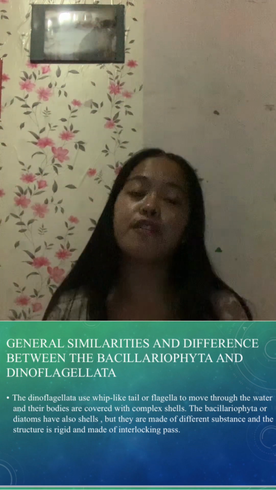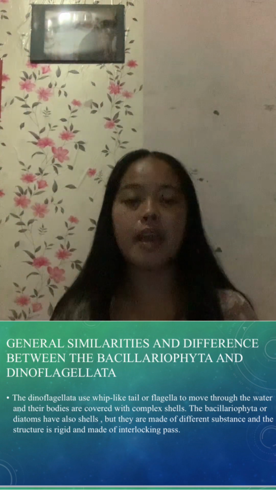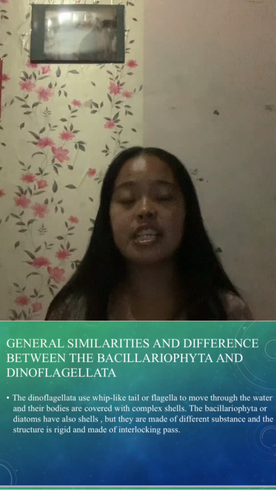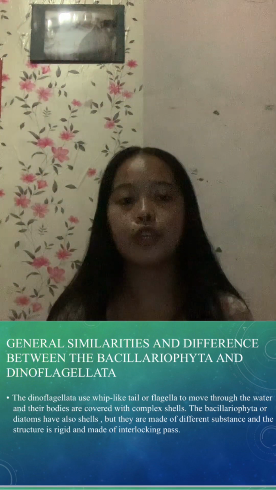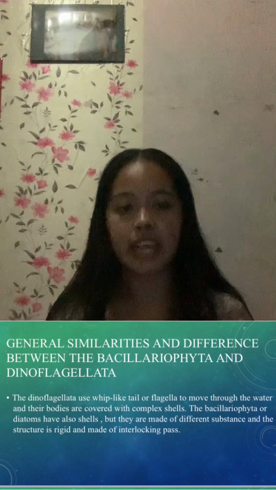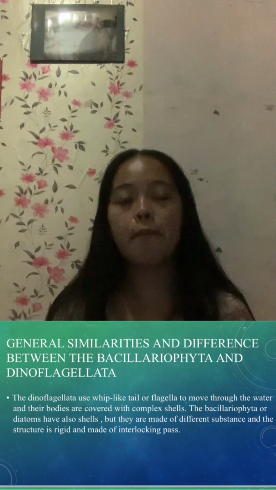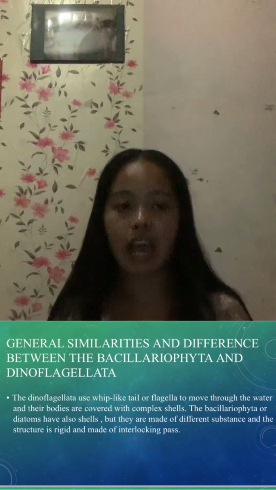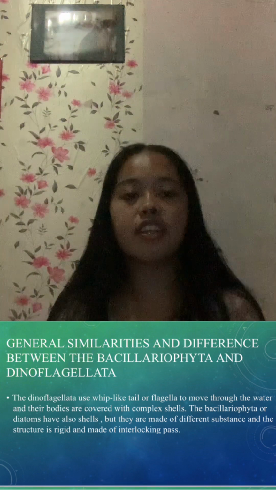After that, we're going to explain the general similarities and differences between Bacillariophyta and Dinoflagellata. The Dinoflagellata use a whip-like tail, or flagella, to move through the water, and their bodies are covered with a complex shell. The Bacillariophyta, or diatoms, have a glass shell, but it is made of a different substance, and the structure is rigid and made of interlocking parts.